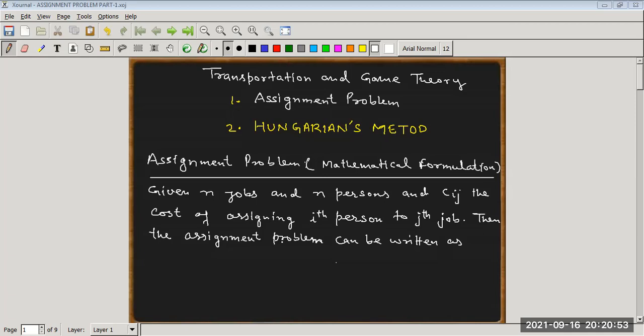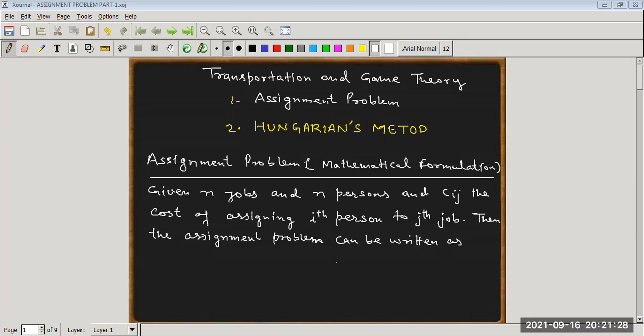In assignment problem, we have an equal number of jobs and an equal number of people. The objective of assignment problem is to assign a job to a person with minimum cost, subject to some constraints. What are those constraints? Each job goes to one person and one person gets exactly one job. So let us discuss assignment problem briefly.